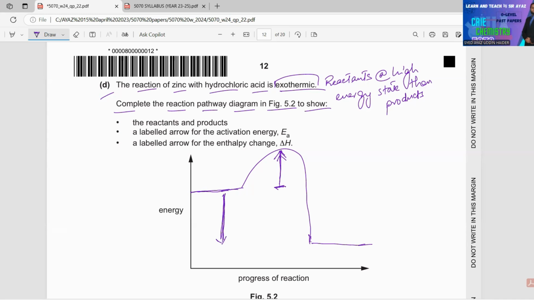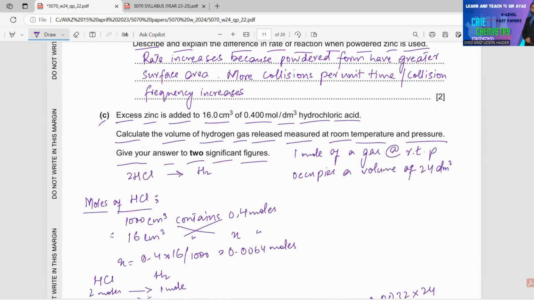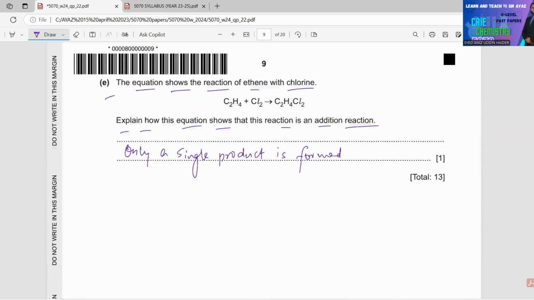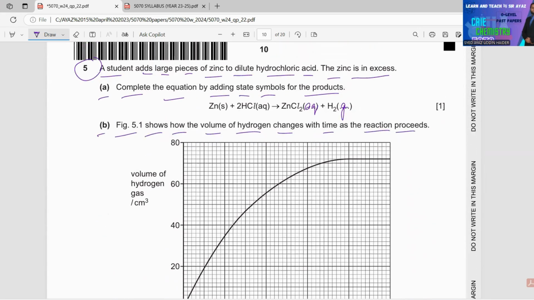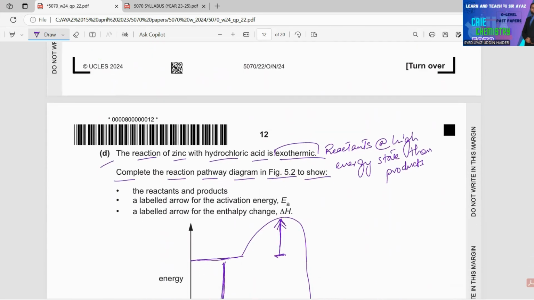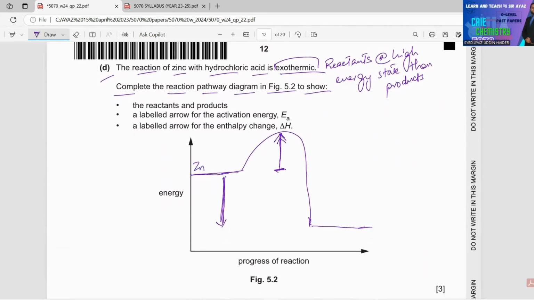Another thing, you have to write the reactants and products. So reactants, we have Zn plus 2HCl, and we'll be getting ZnCl2 plus H2. Let's label it. We have EA for the activation energy and delta H for the enthalpy change.